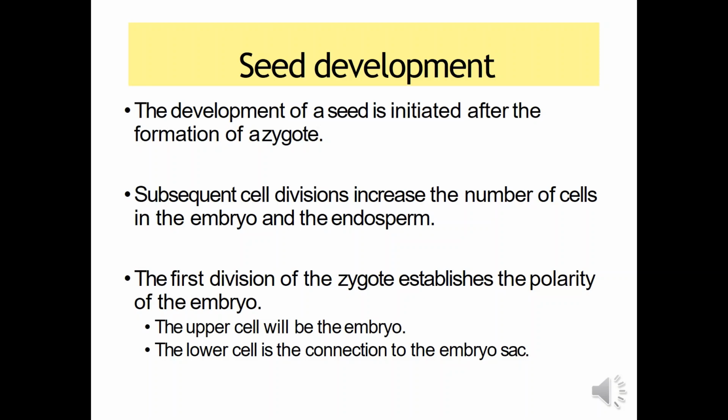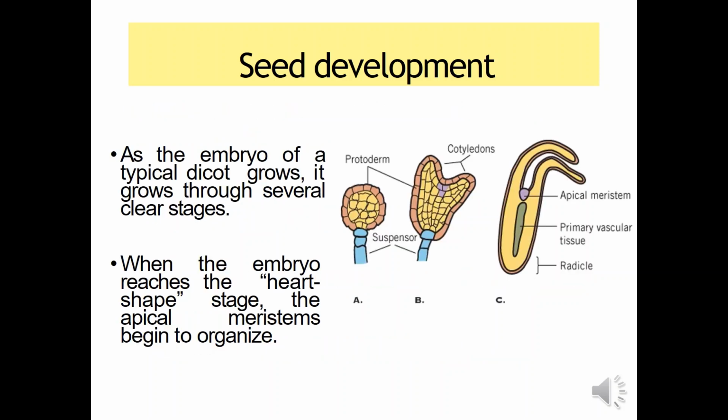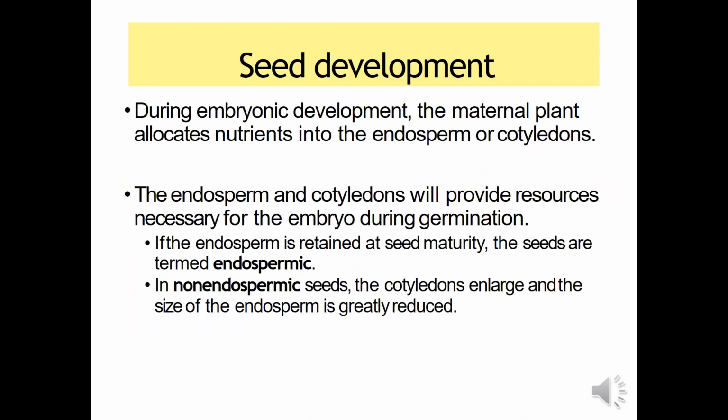Alright, so this one is regarding when we state that the seed has started seed development, which is when the embryo is at the heart shape stage. In this stage, the apical meristem begins to appear. So here is when the embryo develops.